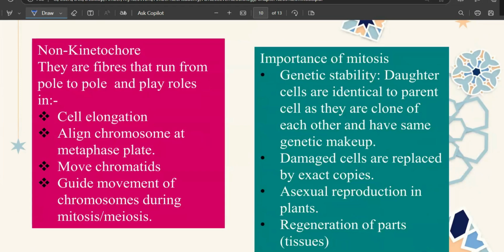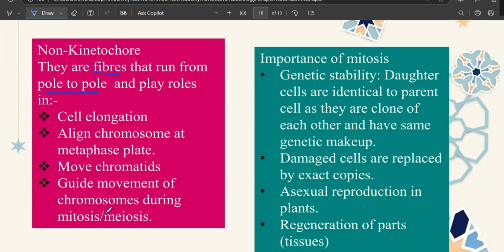Then you have non-kinetochore. So you're not expected to draw these, but you are expected to write the functions of non-kinetochore. Okay. So these are the four functions which I've extracted from your marking scheme. So just try to learn as it is because these are your keywords eventually for non-kinetochores, and they highly appreciate these words. So these are the words that are accepted in your marking scheme. Okay, so non-kinetochore are the fibers that run from pole to pole and play a role in cell elongation. They align the chromosome at metaphase plate, they move the chromatid, and they guide movement of chromosome during mitosis or meiosis.